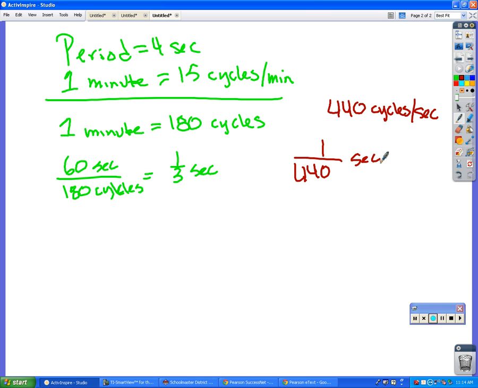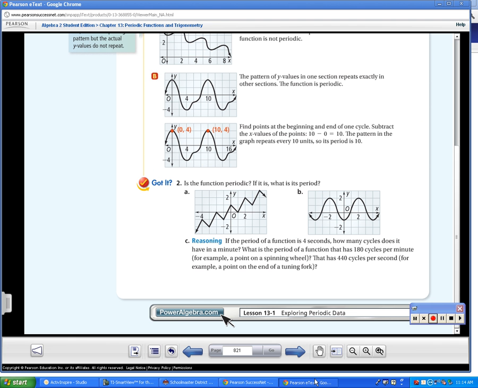That one was easy. So you just take the time divided by the number of cycles. Does that make sense? So here it was 60 seconds divided by 180 cycles. Here we went the other way around. So that would just be 1/440. Yeah, so that would be very quick. All right, so everybody good with the concept of the cycle?